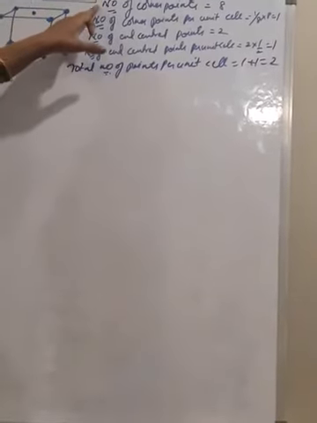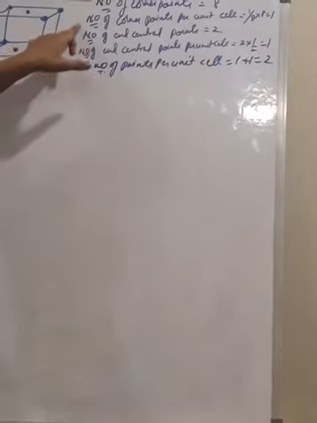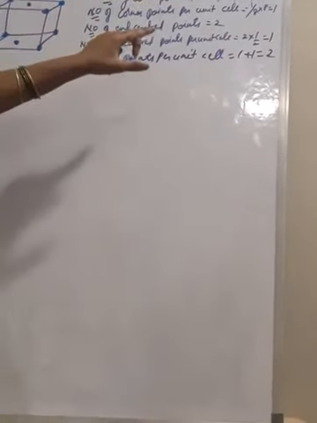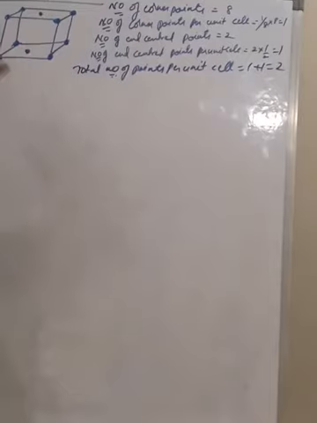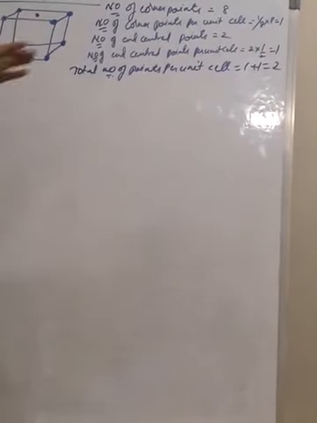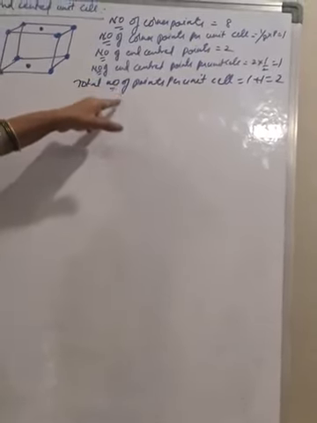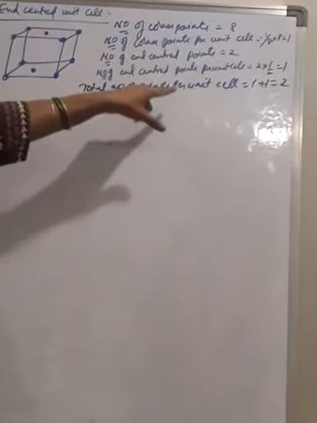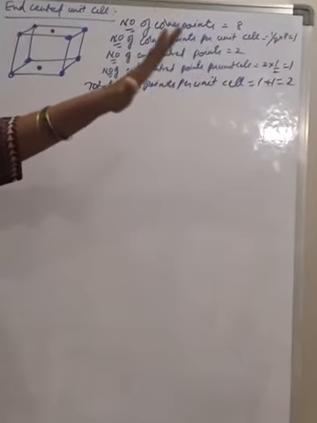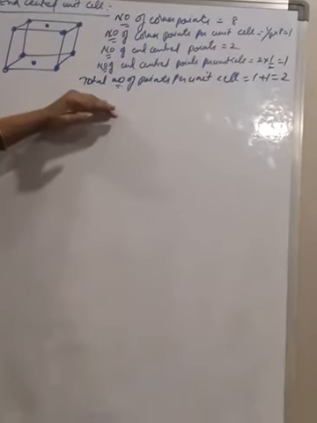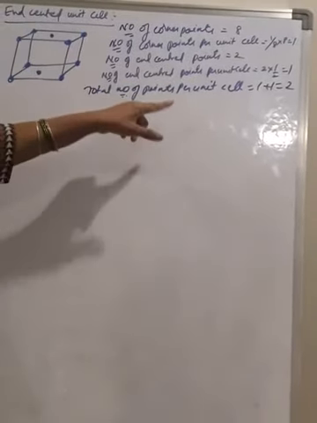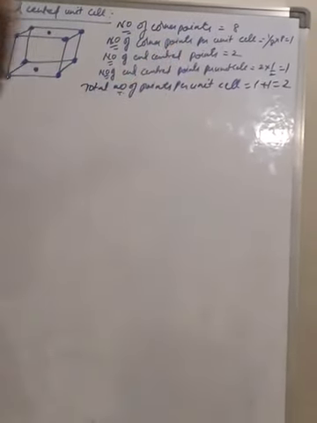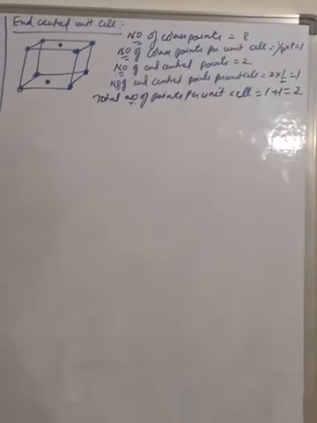So the number of corner points is 8, and the number of corner points per unit cell is 1 by 8 into 8, that is 1. And the number of end-centered points is 2, but each point gets shared by 2 other unit cells. That's why the number of end-centered points per unit cell is 2 into half, that is equal to 1. Then finally, the total number of lattice points per unit cell in the end-centered unit cell is 1 plus 1, that is equal to 2. Okay? So all this about unit cells.